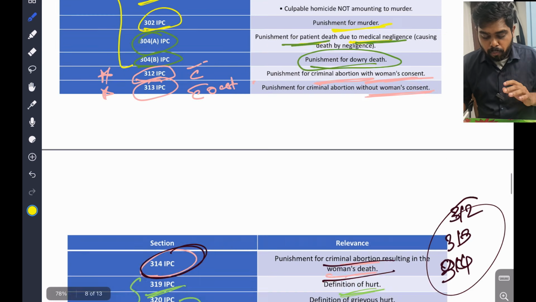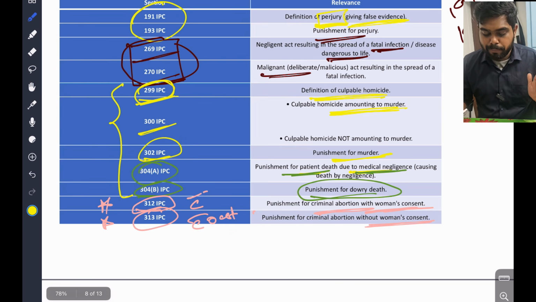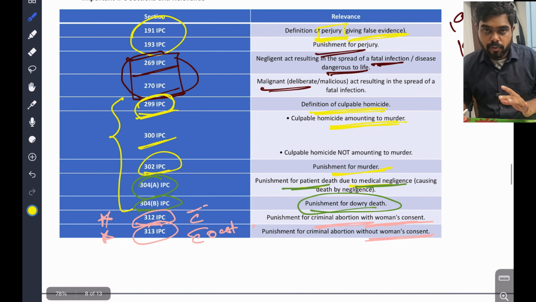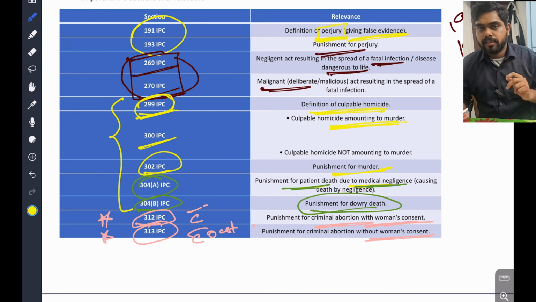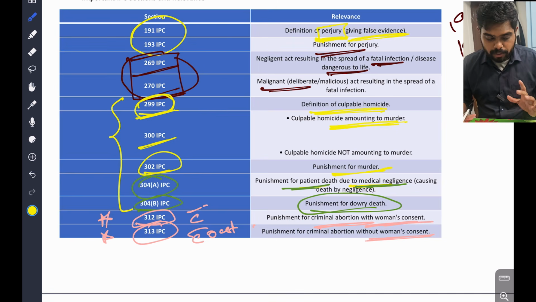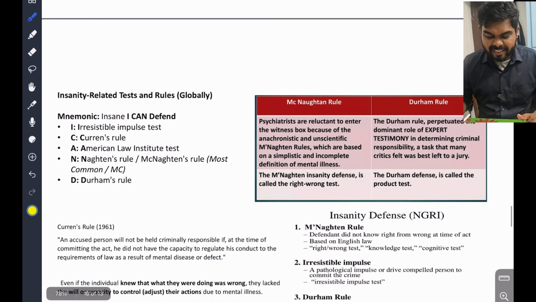These sections are very important. From these only, 90% of the questions will come for the NEET PG exam. We should know this much in detail, and there are some sections related to rape also. We'll see rape and those sections at that time. So this is very important. Okay, now we'll go to the next topic.